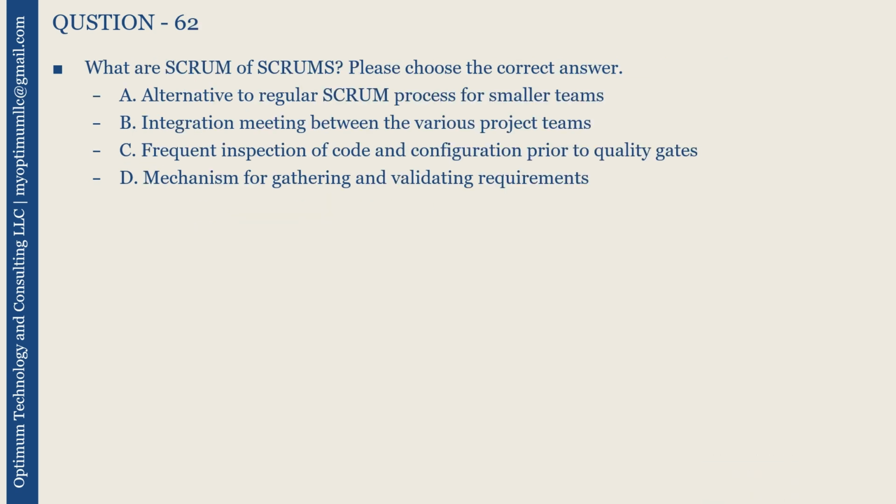Question 62. What are Scrum of Scrums? Please choose the correct answer. A. Alternative to regular Scrum process for smaller teams. B. Integration meeting between the various project teams. C. Frequent inspection of code and configuration prior to quality gates. D. Mechanism for gathering and validating requirements.